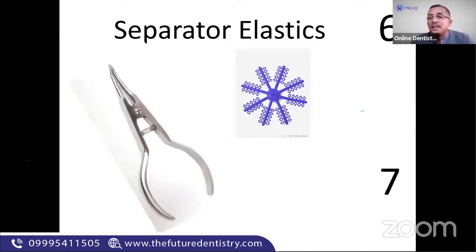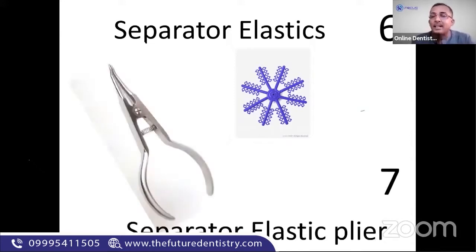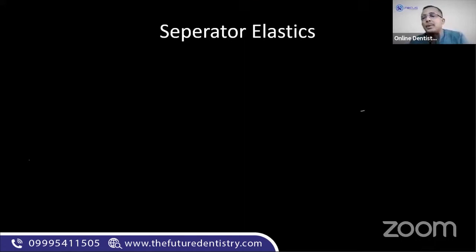What is this instrument? This is a separator elastic plier. Separator elastic plier is a very common question. Why? This is so commonly used in pediatric dentistry also by pediatric dentists. So this can be a question in your pedo as well as ortho. So for all that band and loop and all the space maintainers, whatever you want to put bands on, you need to separate the teeth. So this can be a very common question.